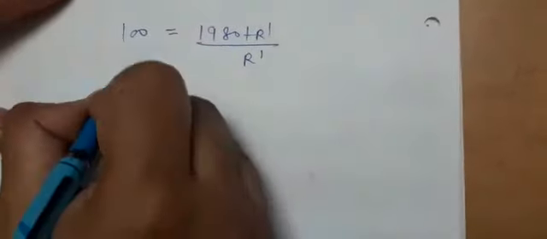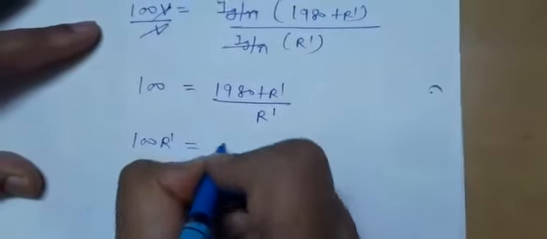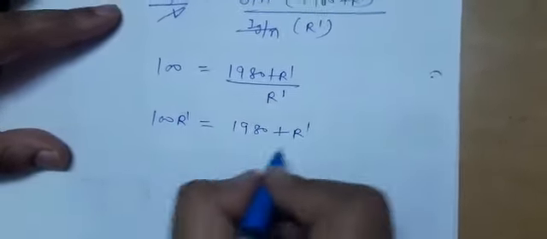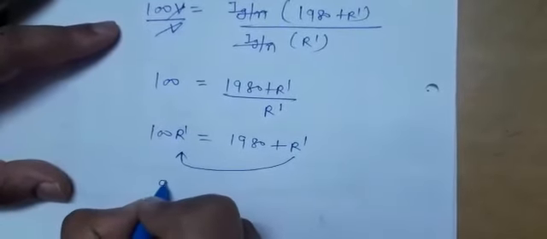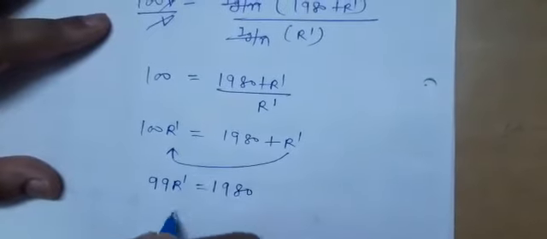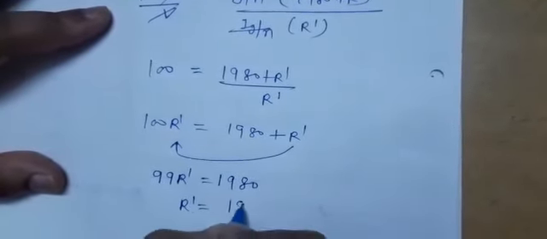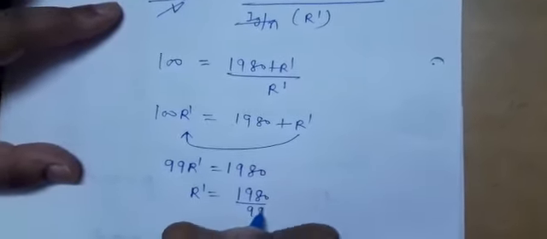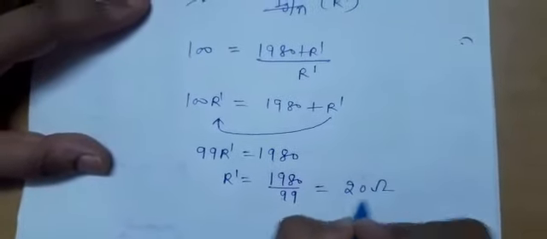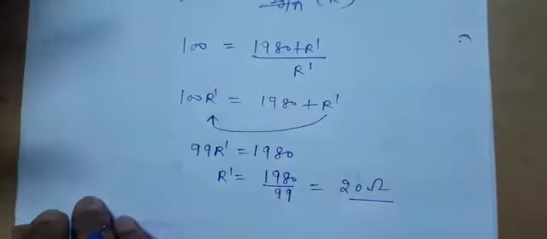So now 100 R dash equals, by cross multiplying, 1980 plus R dash. Taking it on the left side, this will be 99 R dash equal to 1980. Now just divide it, and you simply get the answer. When we divide, it will be 20 ohm. So this is the final answer.